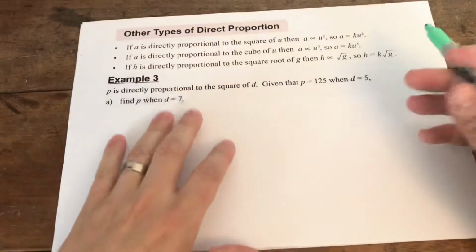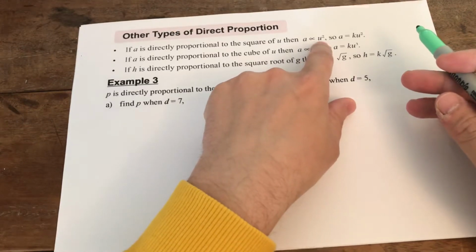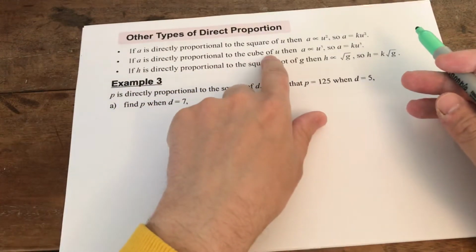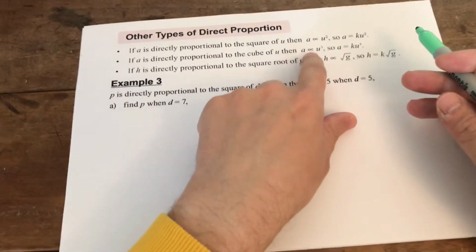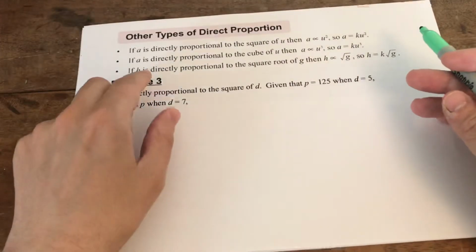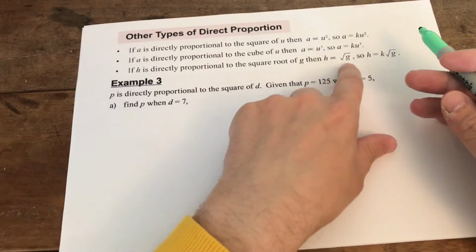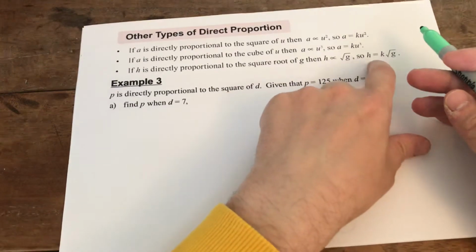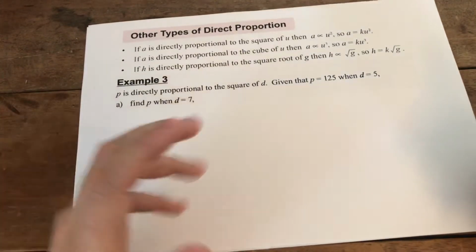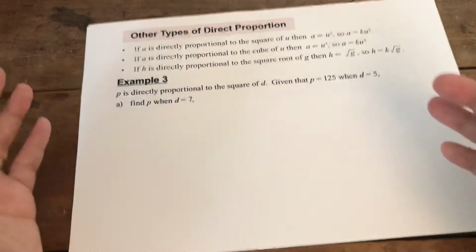If a is directly proportional to the square of u, we write our equation as a is proportional to u squared, and then a equals ku squared. If a is directly proportional to the cube of u, we write that as a is proportional to u cubed, so a equals ku cubed. If h is directly proportional to the square root of g, then h is proportional to the square root of g, h equals k times the square root of g. So all we have to do is include our powers. In fact, the way that we would solve this doesn't change at all.